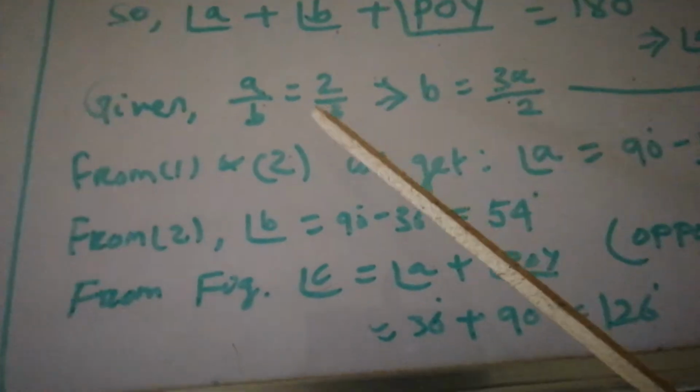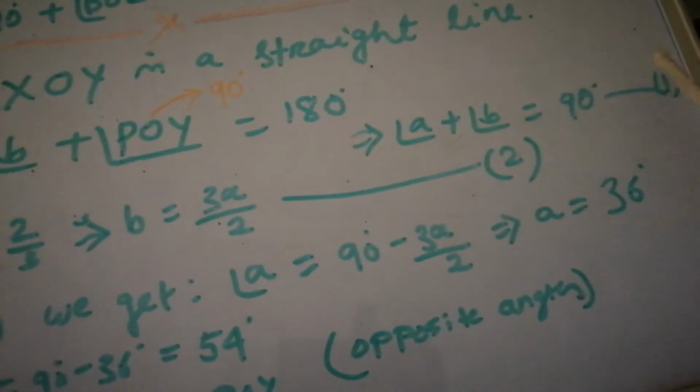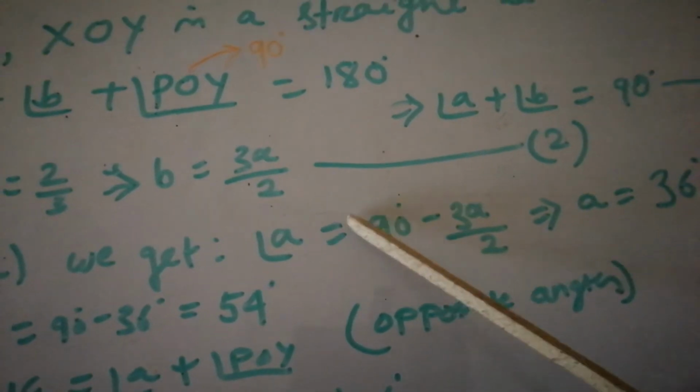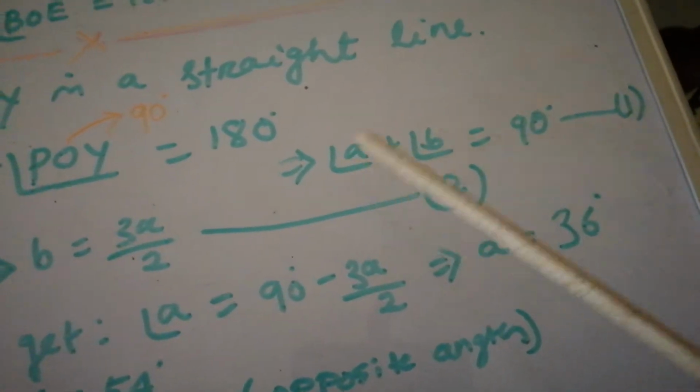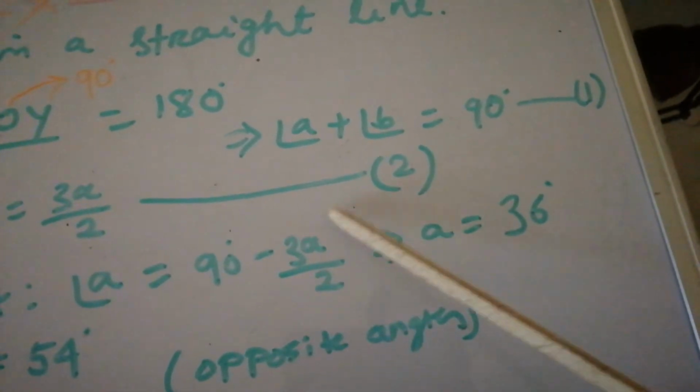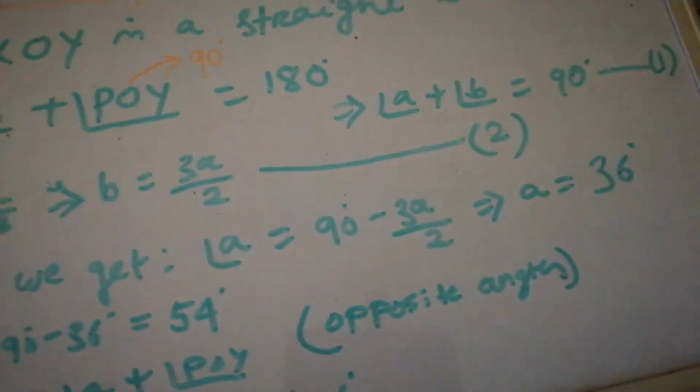Next, from equation 1 and equation 2, we can write angle A equals 90 degrees minus 3A/2. Solving it, you can find A equals 36 degrees.